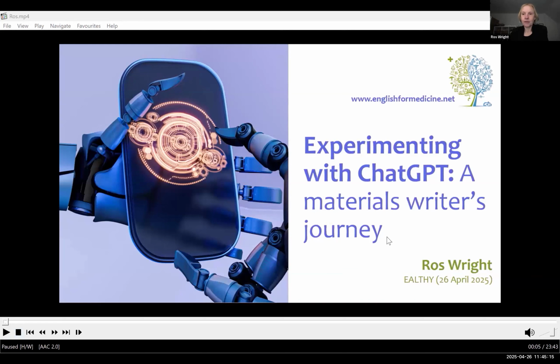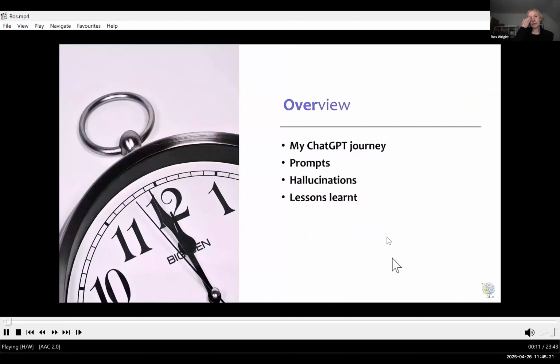My journey using ChatGPT for course development. So first of all, I'll explain the process I went through and its different iterations. We'll look at some of the hallucinations that occurred along the way. And please don't worry if you don't understand that term, all will become clear. And then finally, I'll sum up what I took away from this little experiment.